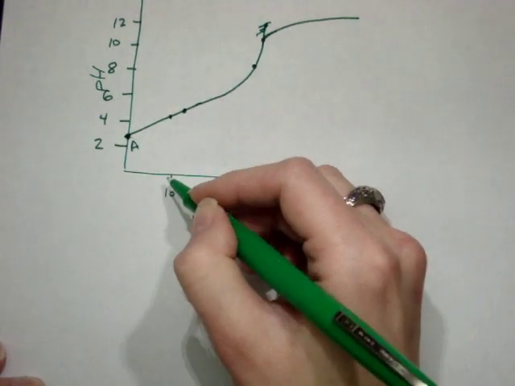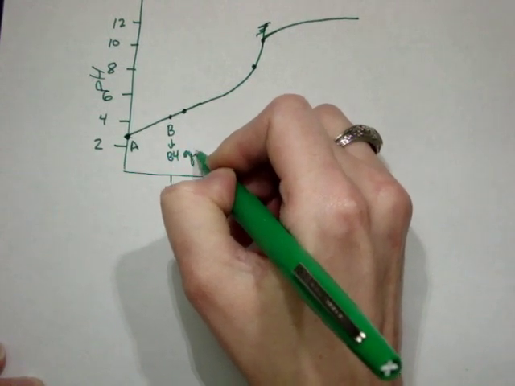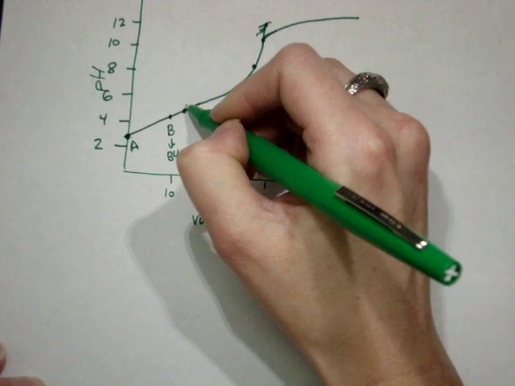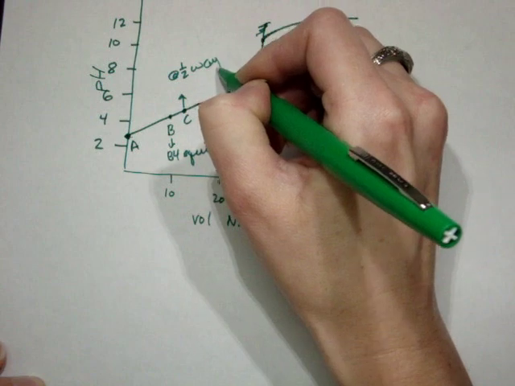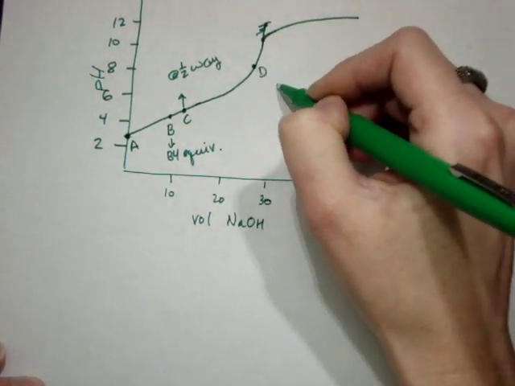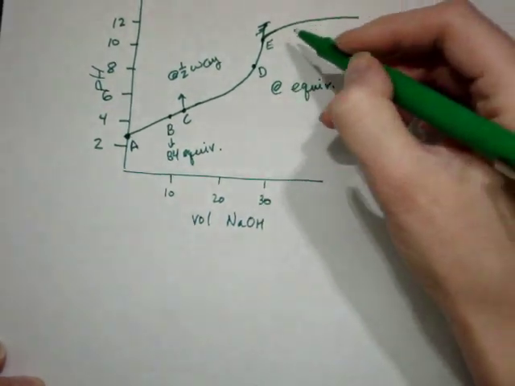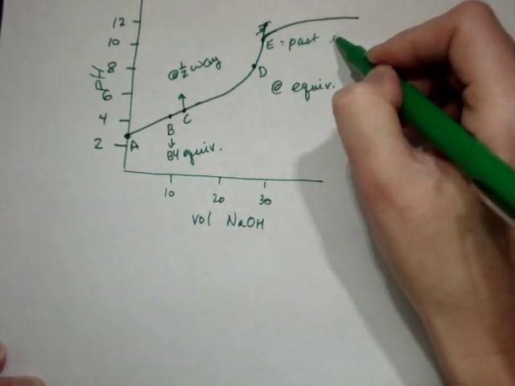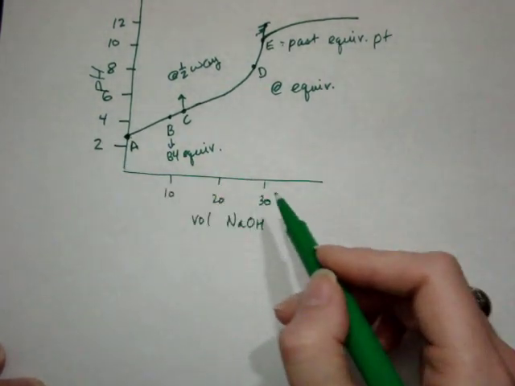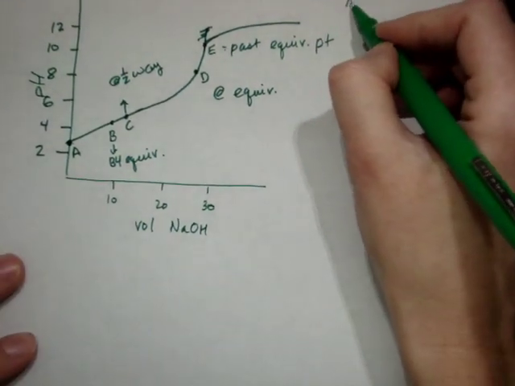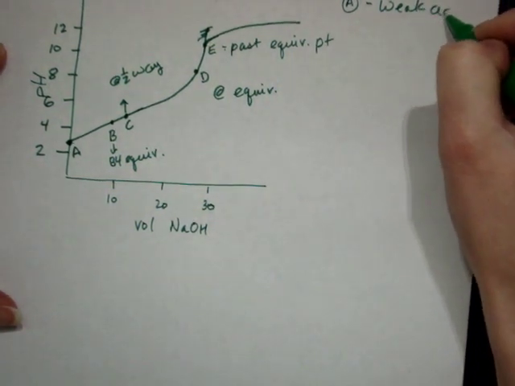So this was point A. This was point B, which was before the equivalence point. Point C was at halfway to the equivalence point. Point D was at the equivalence point. And then point E was past the equivalence point. So to look at what we had to do for each of these, for point A, we just did a basic pH calculation of a weak acid equilibrium.